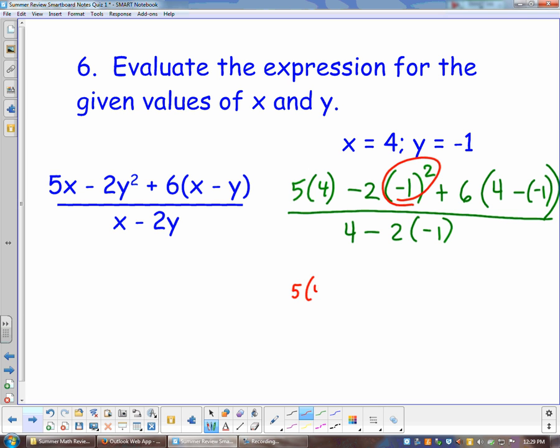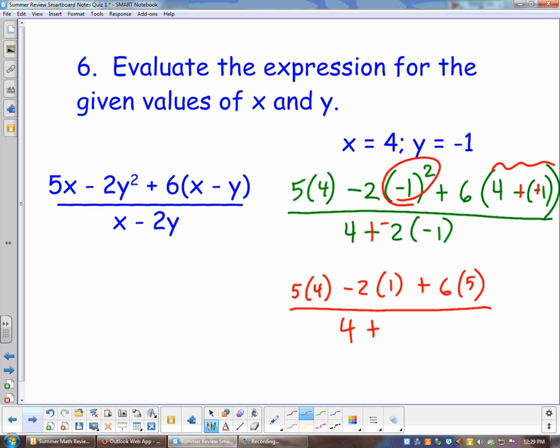So I'm going to have 5 times 4 minus 2 times a positive 1 plus 6 times, and maybe we can handle this parentheses right here, minus a negative is the same as plus a positive. So I have 6 times 5 here. And then in my denominator, I've got 4. I'm going to change this minus to plus a negative. So I've got 4 plus a negative 2 times negative 1 is a positive 2.